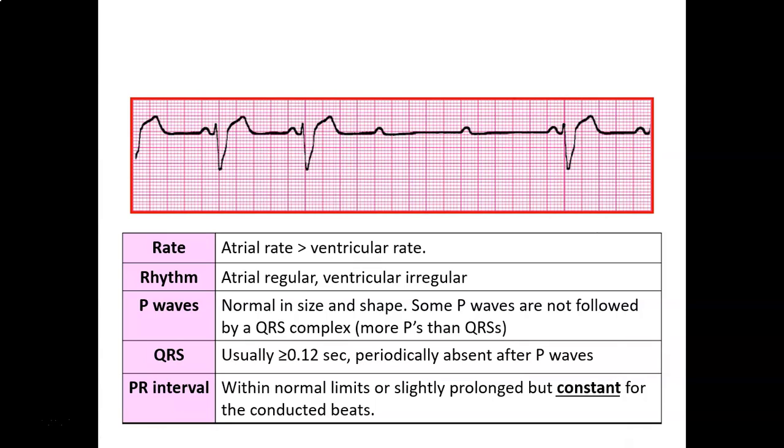Now look at this rhythm strip. The rate is slow and rhythm is irregular. You can see P waves, but some P waves have QRS complexes, some P waves don't have. Means some are conducted, some are not conducted. QRS duration here is slightly wide. But look at the PR interval. Wherever the PR interval is available, it's constant and fixed. It's not gradually lengthening. Whatever it is, it's the same.